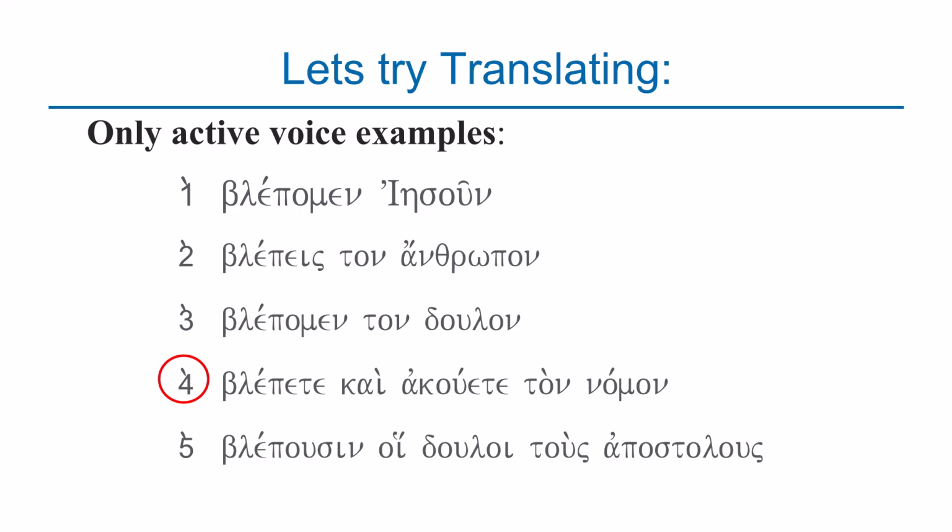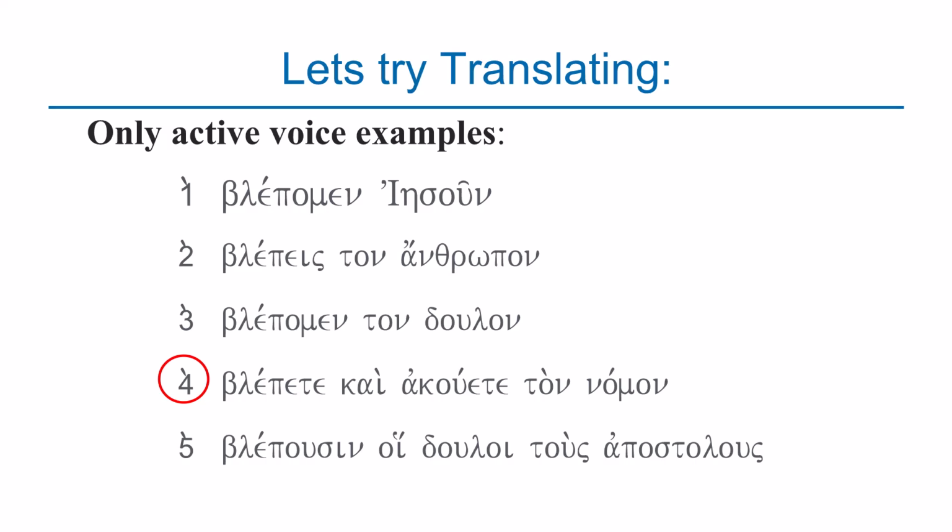So when I translate what I have, blepete kai akwete means you are seeing and you are hearing. You are seeing and you are hearing, or you see and you hear. Both of those translations are in the present tense.